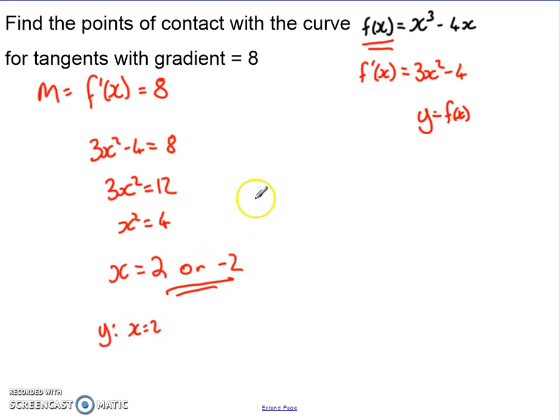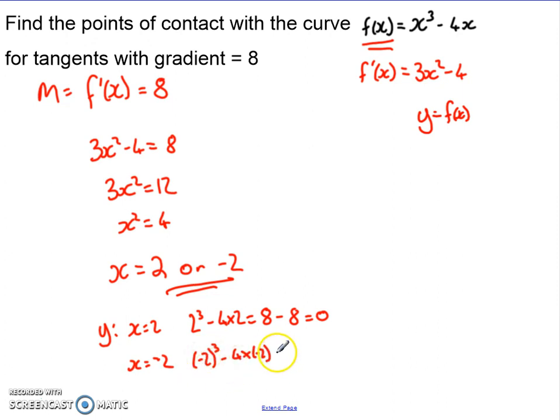So if I have x equal to 2, I put it in there, I get 2 cubed, take away 4 times 2. 2 cubed is 8, 4 times 2 is 8, it's 0. At negative 2, I get negative 2 cubed, take away 4 times negative 2. Negative 2 cubed gives me negative 8. Take away 4 times negative 2, so that's minus minus 8. That becomes plus 8. That also equals 0. So what that means is that there are 2 points of contact, 2, 0, and negative 2, 0.